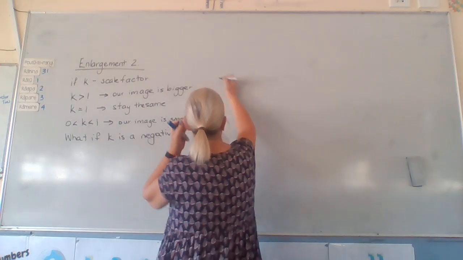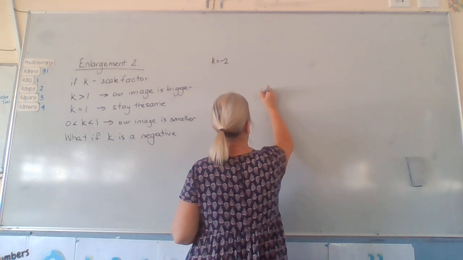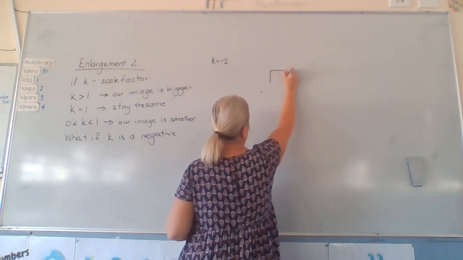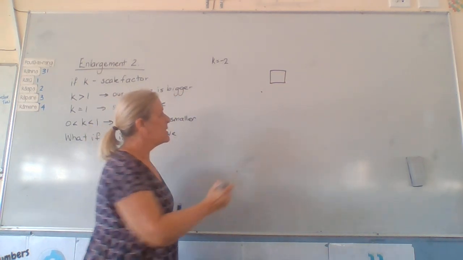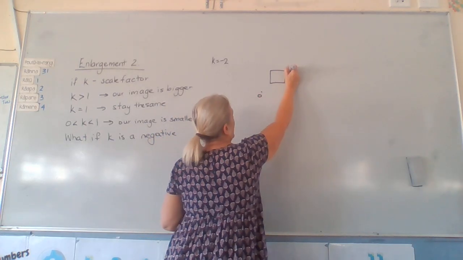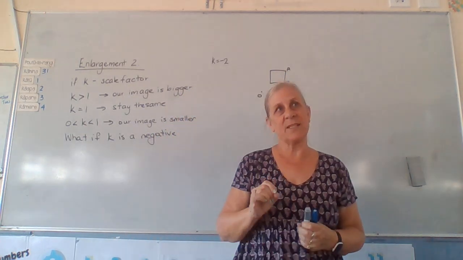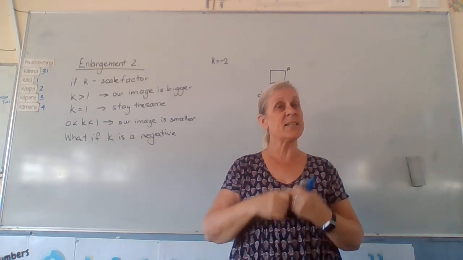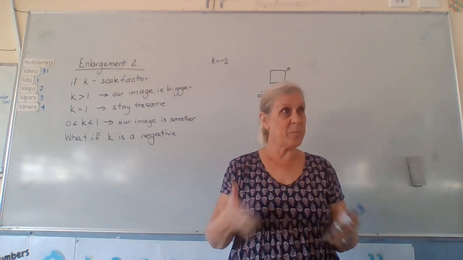So if we have a look at K equals negative 2, of this square here, I'm just going to say one square away. This is my centre. I'm going to put a couple of points on here. The 2 part of this K tells me that it's going to get 2 times as big.